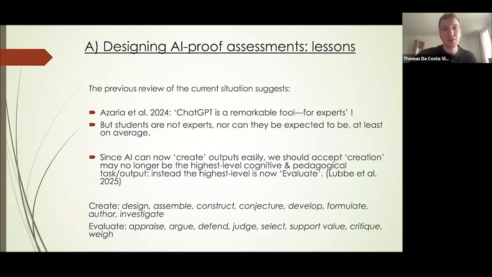The first main problem that you can identify is that since AI can now create outputs, create, of course, in quotation marks, we should accept that creation may no longer be the highest level cognitive and pedagogical task or output. Instead, some argue that the highest level of cognition that we should expect our students to perform, and that we should teach them and emphasize in our teaching and in our assignments, is the task of evaluation. Which is more about actually reflecting on what is already out there, judging and selecting, and saying, okay, this is basically good, or this is empty, or this is fraudulent, or this is strong or weak, or this supports the argument that this and this and this.